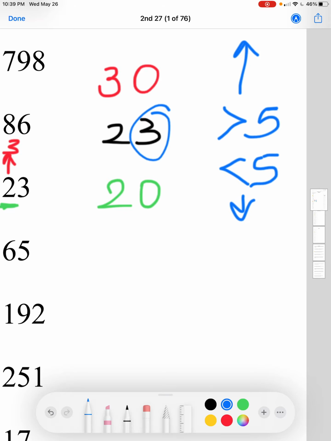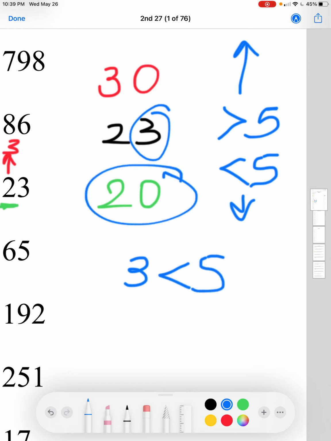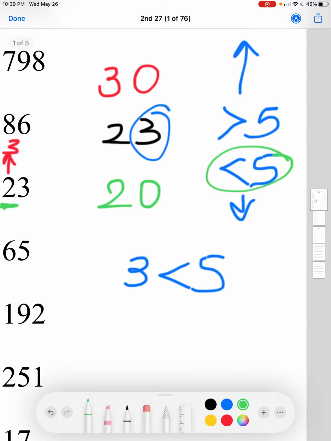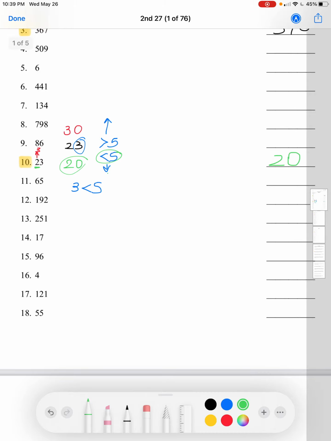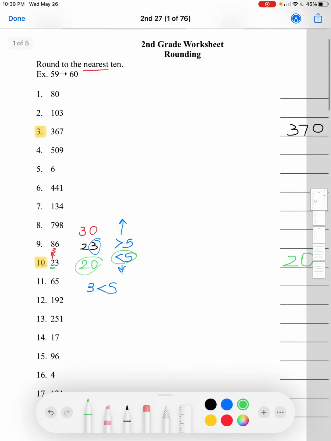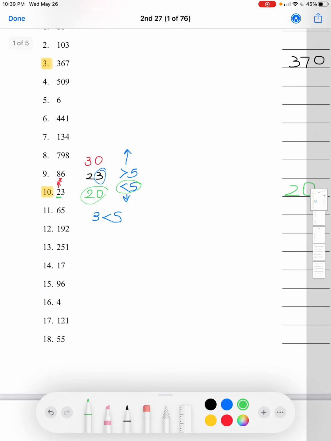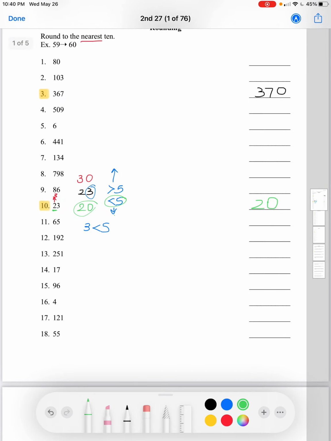So let's look at 3. Is 3 bigger than 5 or is it less than 5? 3 is less than 5. So that means we're going to go down. We're going to keep it at 20. Because 3 is less than 5, we're going to go down, keep it at 20. Now if you put this on the number line too, you would also see that 23 is closer to 20 than it is to 30. So that's what it means to round to the nearest 10.